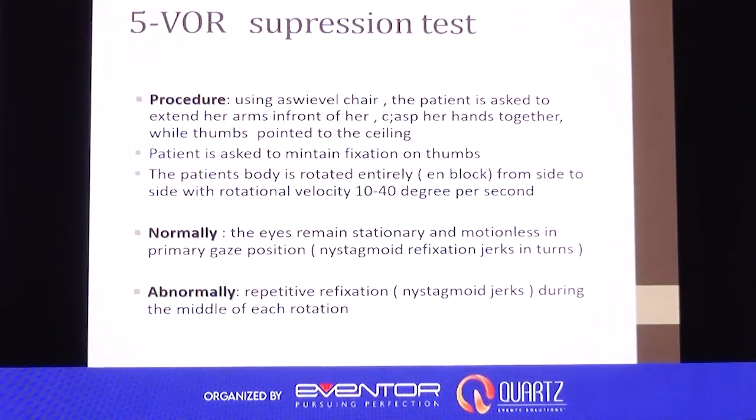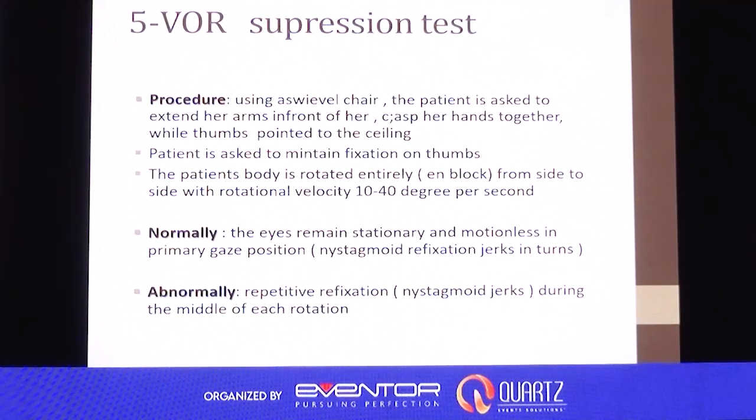The procedure: using a swivel chair or rotator chair, the patient is asked to extend her arms, as we saw, in front of her and clasp her hands together while the thumbs point to the ceiling. The patient is asked to maintain fixation on the thumbs. The patient's body is rotated entirely as one block from side to side with a rotation velocity of 10 to 40 degrees per second.